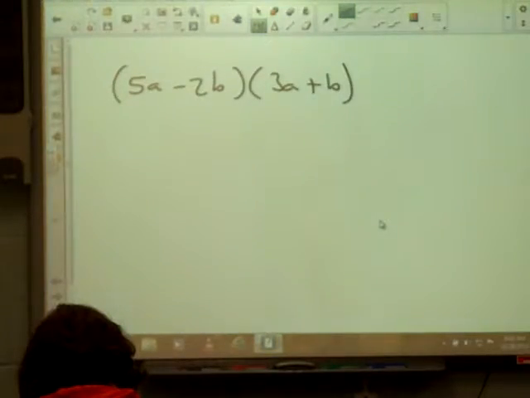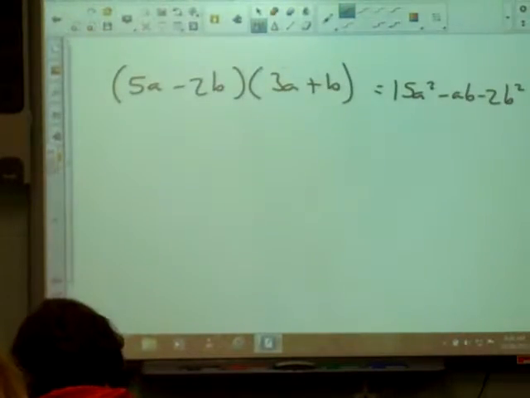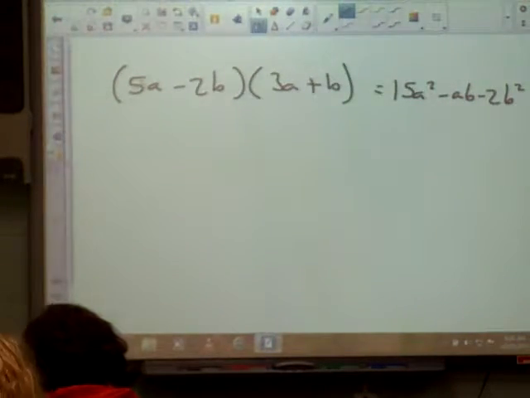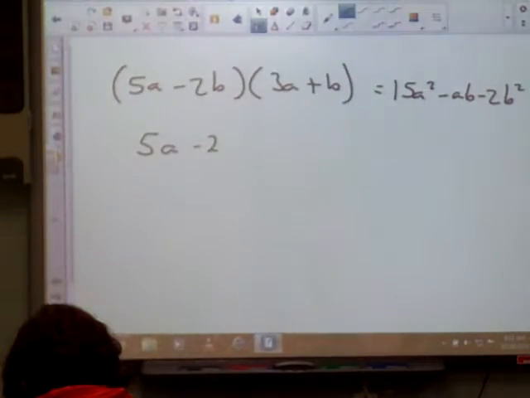Alright, what'd y'all get? 15A squared minus AB minus 2B squared. Alright, anybody have problems getting that? Pretty simple. Now, I am the FOIL fan, so I'm going to do that FOIL every time. But there are other ways. I talked to you about distributing the 5A to everything over here, then distributing the negative 2B to everything over here. Another way to do that would be to organize it vertically.